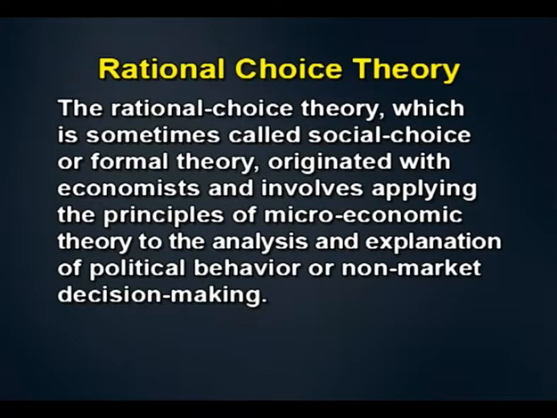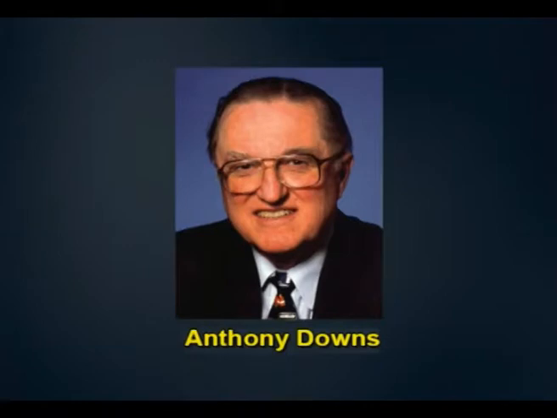Next, rational choice theory. The rational choice theory, which is sometimes called social choice or formal theory, originated with economists and involves applying the principles of microeconomic theory to the analysis and explanation of political behavior or non-market decision making. It has now gained many adherents among political scientists. Perhaps the earliest use of rational choice theory to study the political process is Anthony Downs' Economic Theory of Democracy.